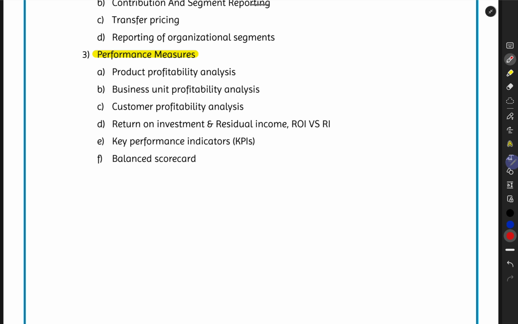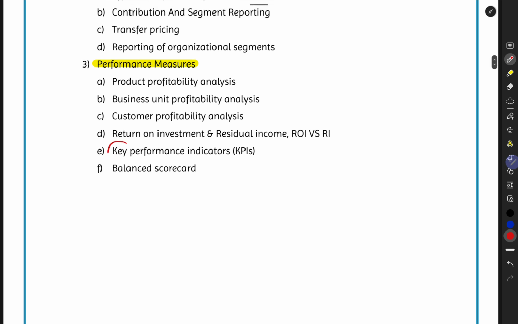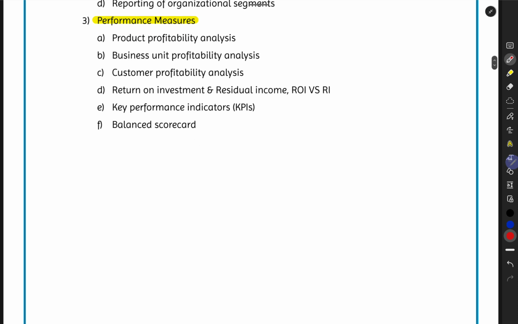What is the most critical one? What is the key for your success? And you need to know how to measure them. And then comes my most favorite topic in your entire syllabus, that would be balanced scorecard.